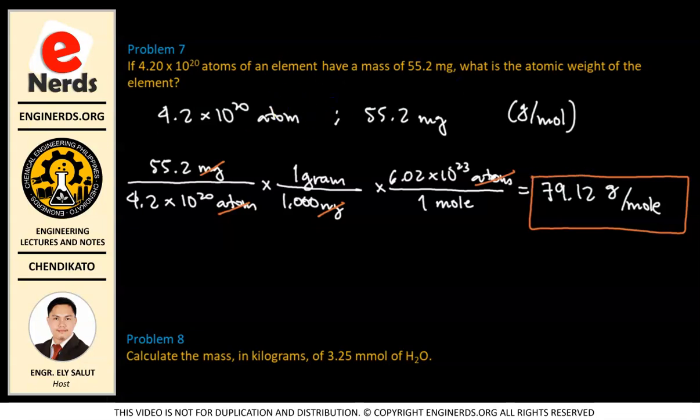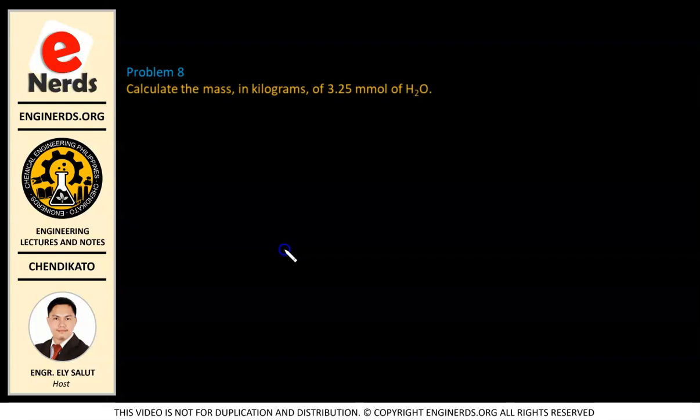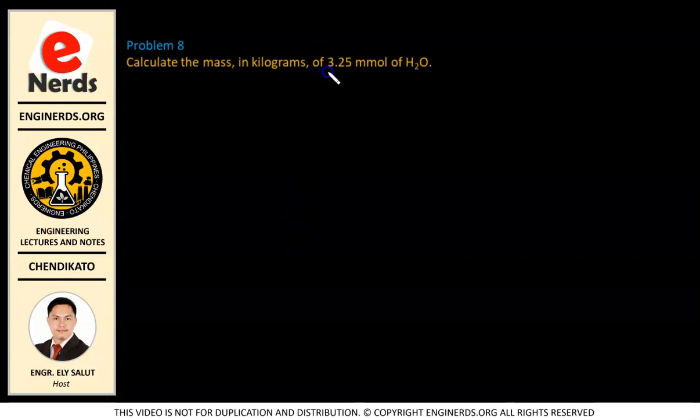Alright, so now let's go to our last question here. Calculate the mass in kilograms of 3.25 millimole of water. Okay, so we need to express our mass in kilograms. So we have to take note that the requirement is kilogram and our given is millimole. So I'm going to show you why it is important to take note when doing this calculation.